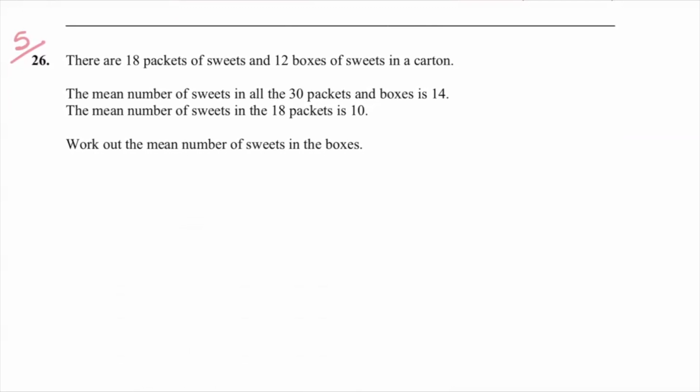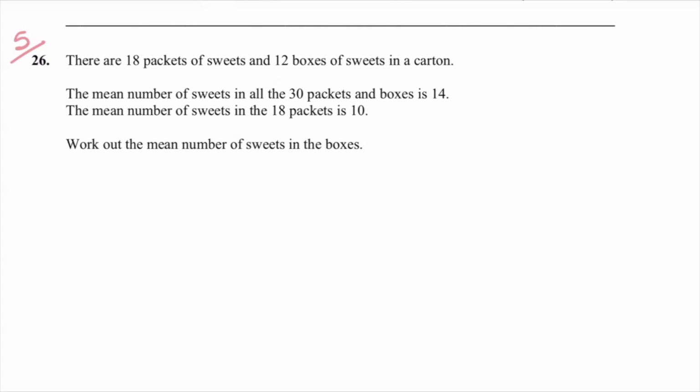Okay, another crossover question. And the last one, if you are on the foundation paper. There are 18 packets of sweets and 12 boxes of sweets in a carton. The mean number of sweets in all the 30 packets and boxes is 14. And then we've got more information about the mean on just the packets. And we want to work out the mean in the boxes. So we've got to break this down line by line.